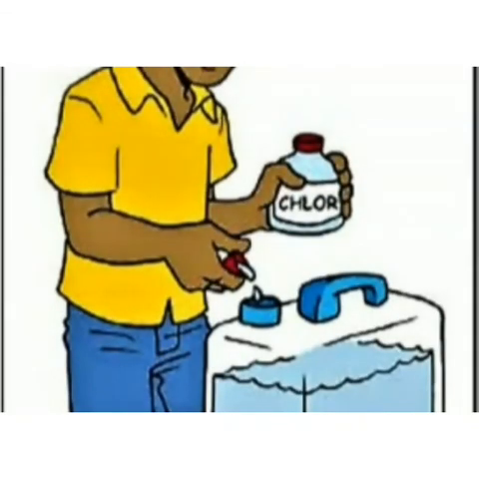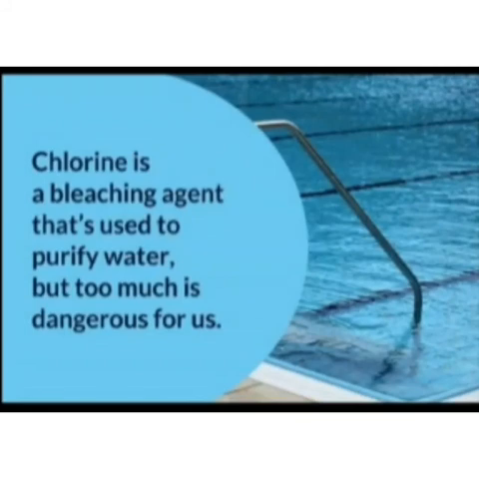Next, we are going to discuss the next method, that is chlorination. Addition of chlorine tablets in water to kill germs and to make water pure, we call the process chlorination. Chlorine is a chemical. It is basically a bleaching agent. We can use chlorine tablets for purifying water. But one thing we must always keep in mind: we should not put too much chlorine. It is highly dangerous for us.